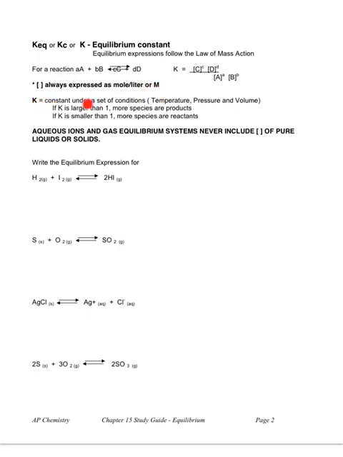K is always constant under a set of conditions. So if your pressure and temperature and volume remain the same, then it's going to be a constant, and hence they call it the equilibrium constant. Now, what does K tell us? K tells us what happens at equilibrium in terms of the concentration of the reactants and the products.